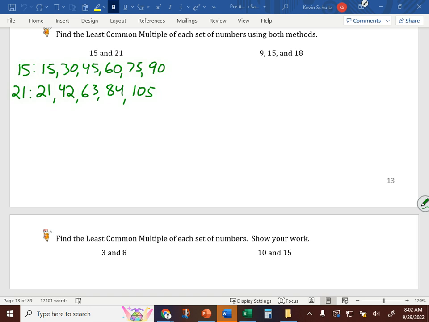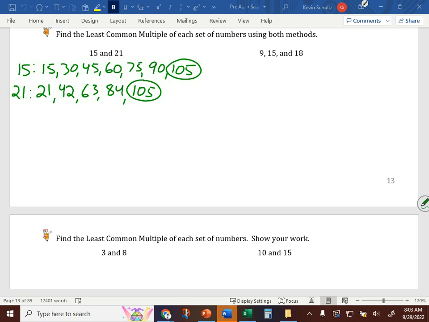Uh-oh. Do I have to go back to my 15 and keep on adding? Yeah, because I've now gone further than I went with my 15. Here I only went to 90. I'm already at 105, and nothing is matching up yet. So let's go back to 15. What's 90 plus 15? Oh, well, that was convenient. Okay. 105 shows up in both lists, and so 105 is going to be the least common multiple.